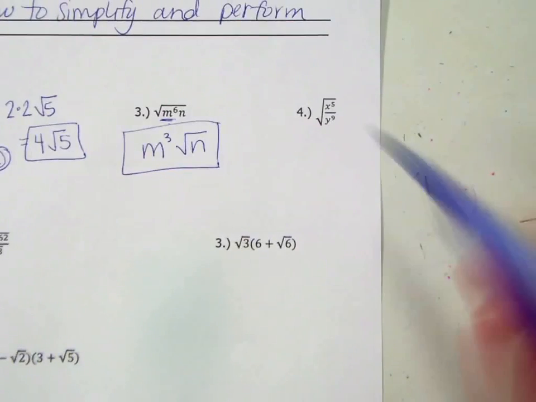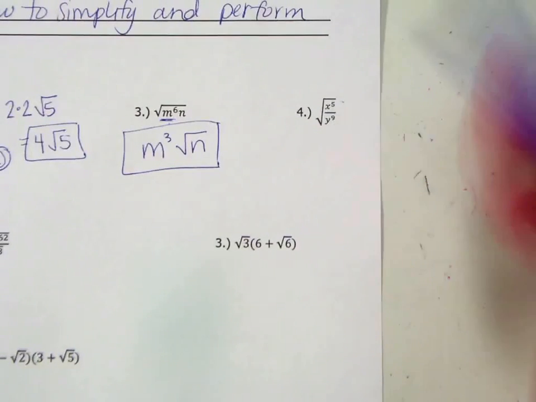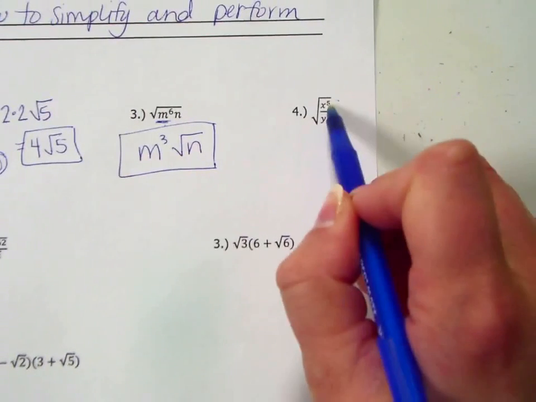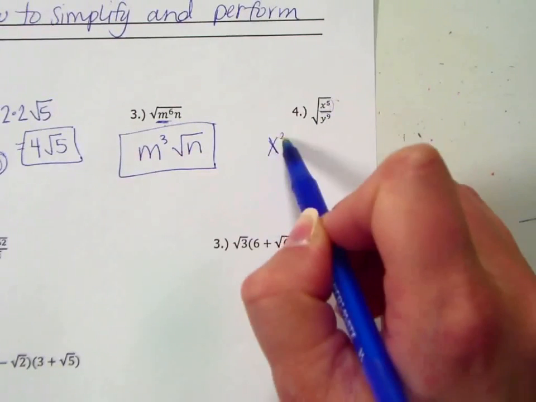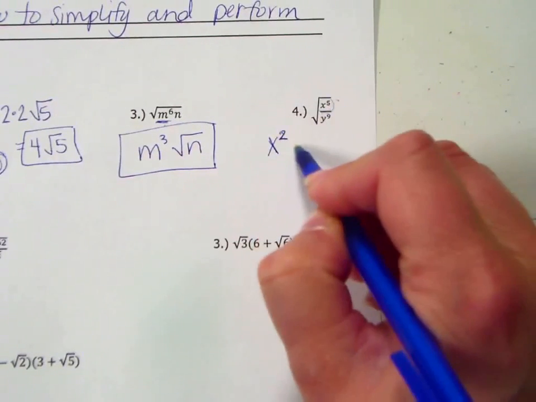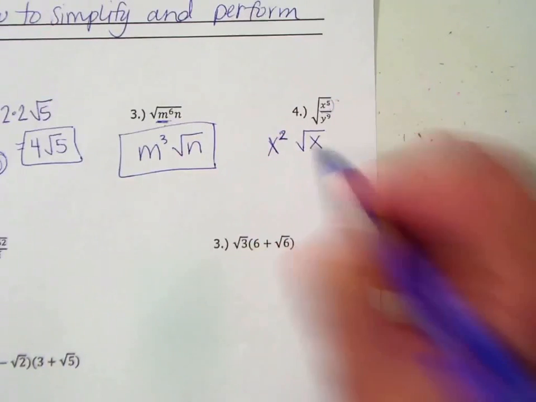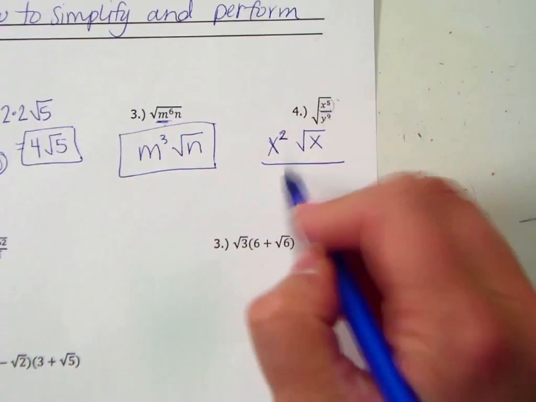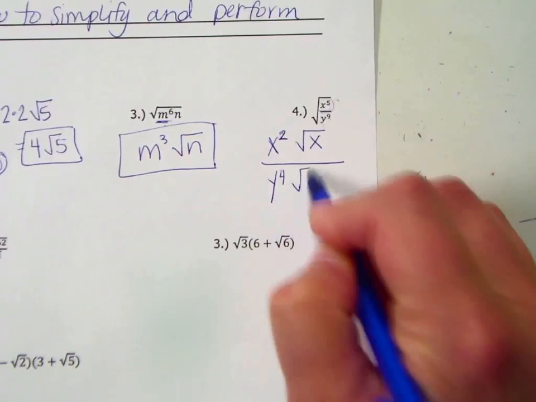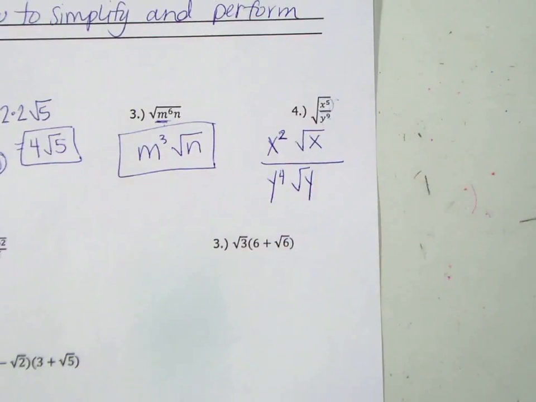For number 4, work with the numerator and the denominator separately. So on top of 5 x's, I can make 2 pairs. That would be x to the 4 with 1 left over. On the bottom of 9 y's, I can make 4 pairs. That would be y to the 8 with 1 left over.